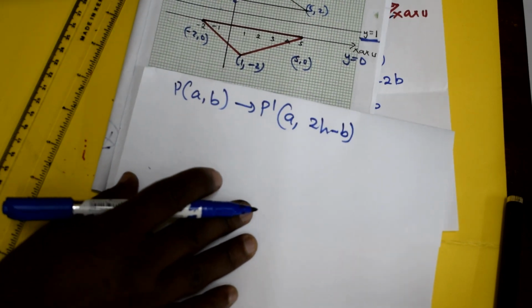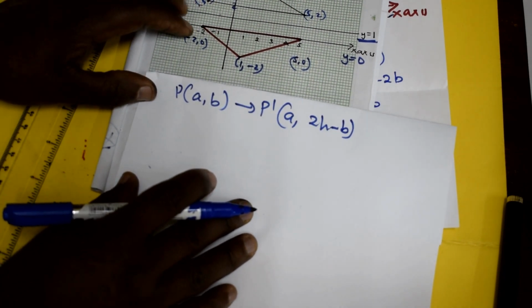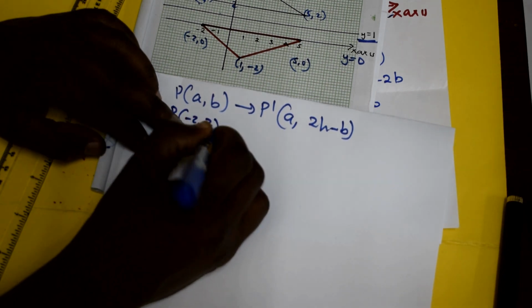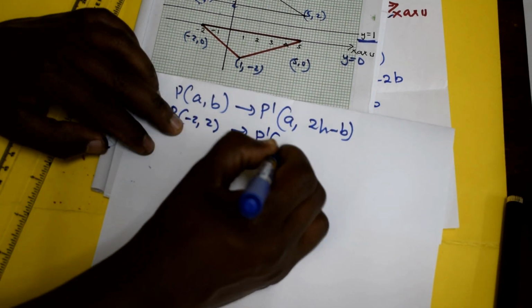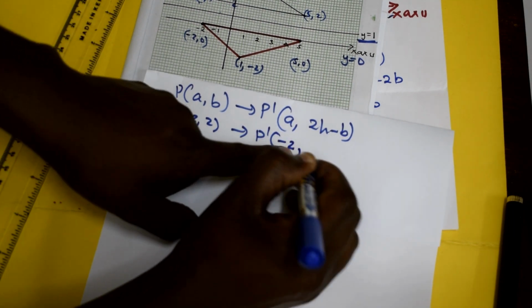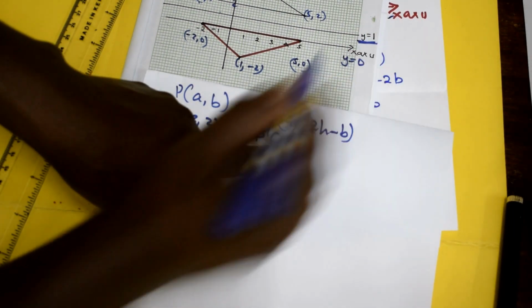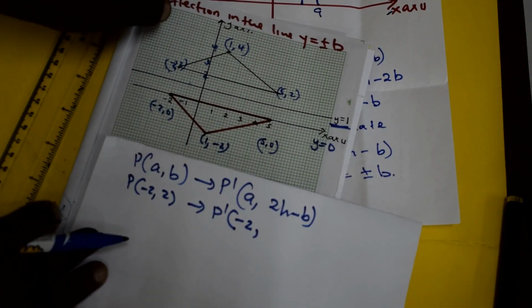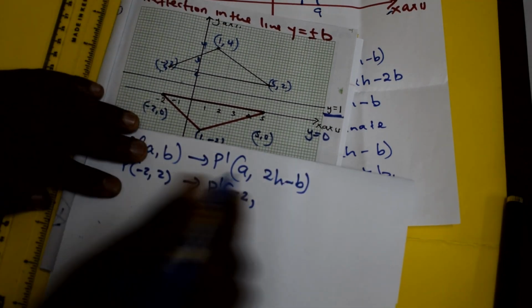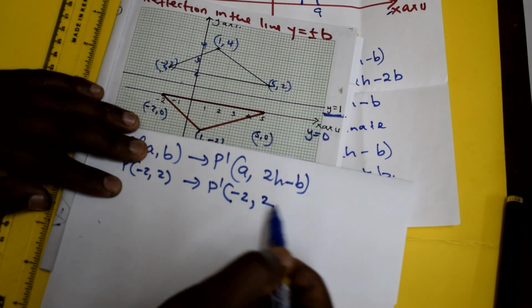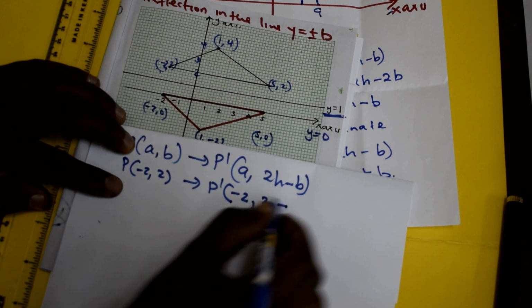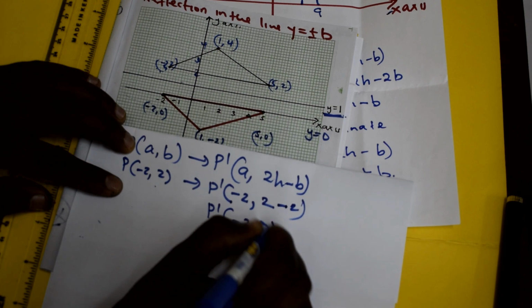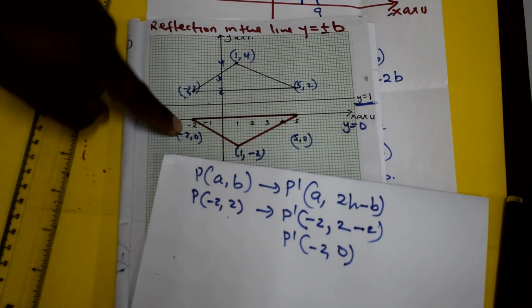So with this, let's take a point like negative 2, 2. So our point P is (negative 2, 2). So P prime by calculation will be negative 2. Then our h was 1. Our h is given as 1. So we are going to take 2 times 1, which is 2, minus b, and our b is 2. So P prime will be (negative 2, 0), which we also found by drawing.